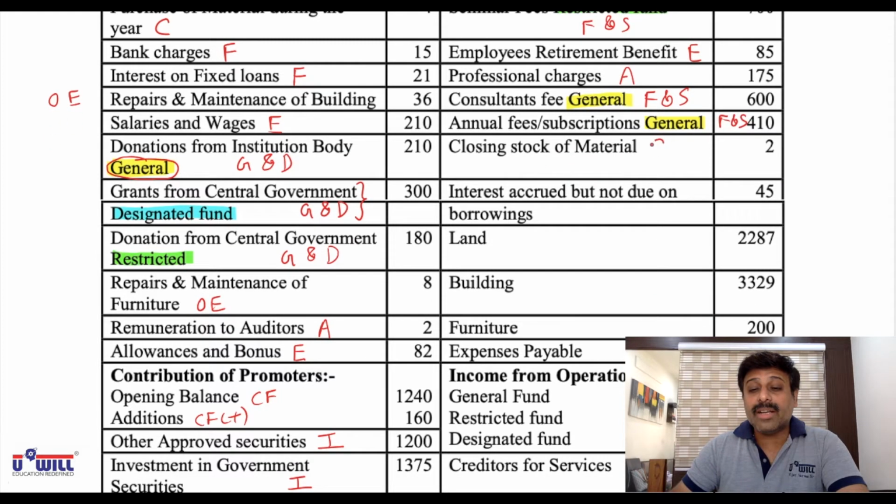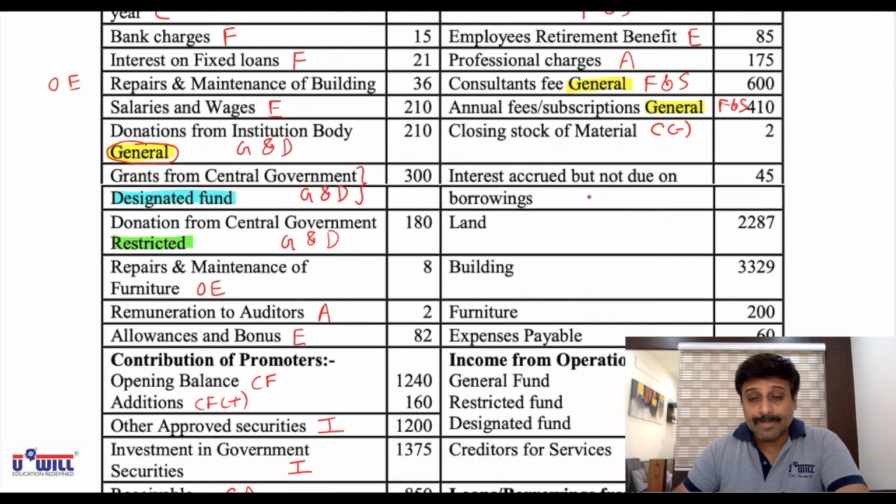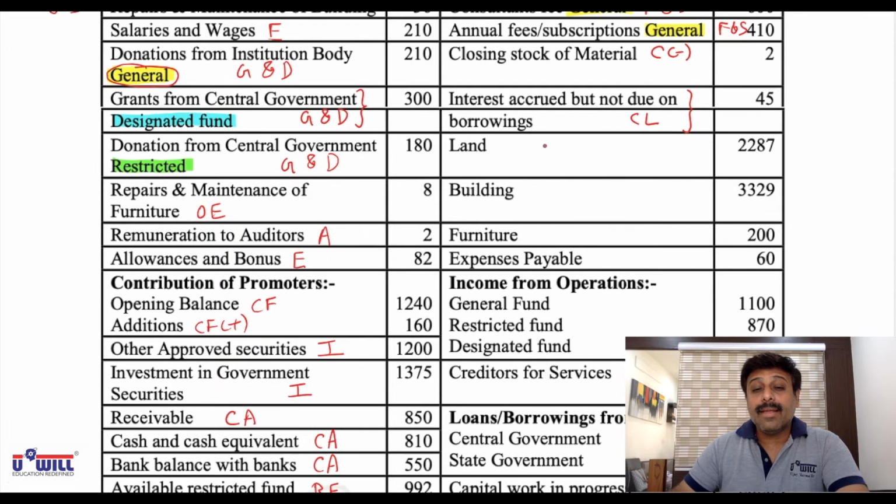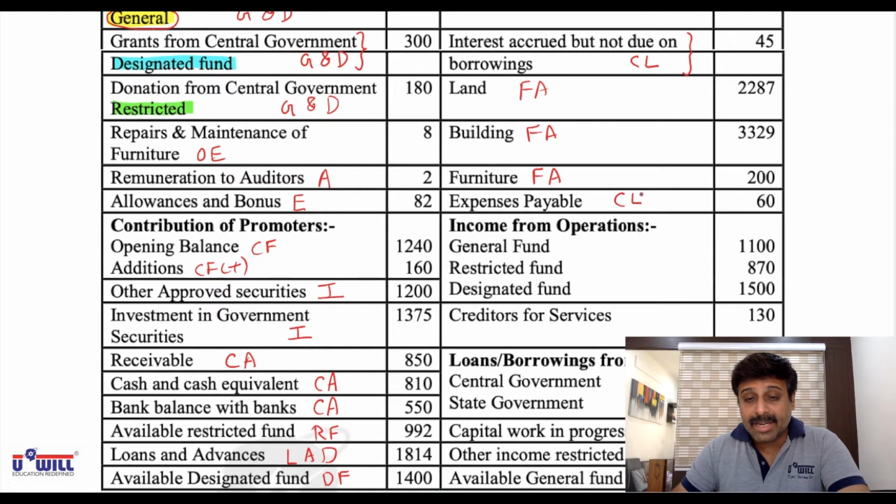Closing stock of material, we will minus in consumption of material, opening plus purchase minus closing. Interest accrued but not due on borrowing, this is one item. Interest accrued but not due means outstanding interest, current liability. On borrowing, so current liability. Land, fixed asset. Building, fixed asset. Furniture, fixed asset. Expenses payable, current liability.